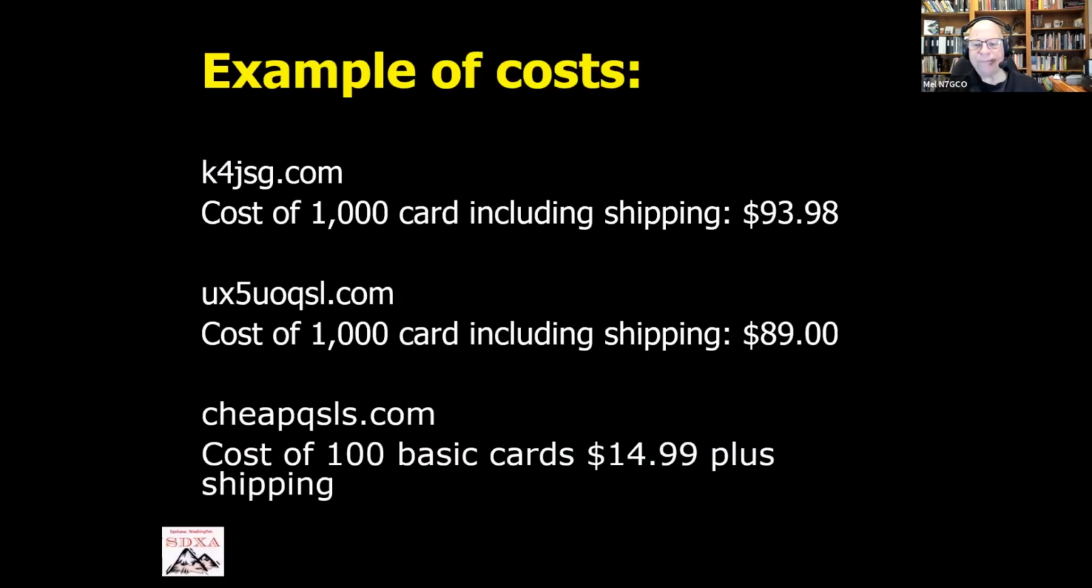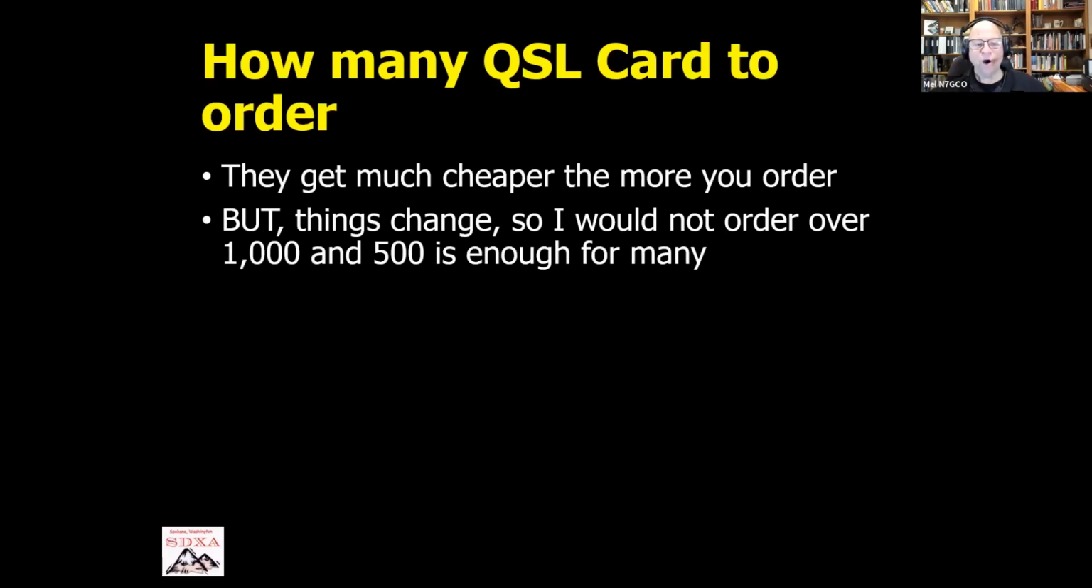And here's examples of costs. The company I bought from that's full color front and back, 1,000 cards are going to cost you basically $94. The UX5, which by the way, he's probably the biggest of them all, 1,000, and that includes shipping, are going to cost you $89. Economy, cheap QSL cards, which a lot of people use, you can get a basic card, 100 of them, for $15. So I'm just trying to show you, it depends what you want, but there are some examples of costs.